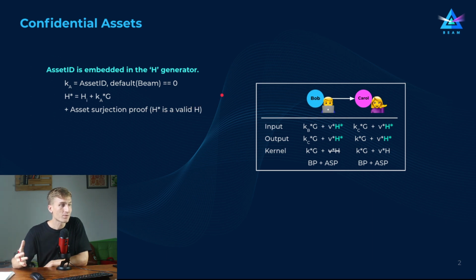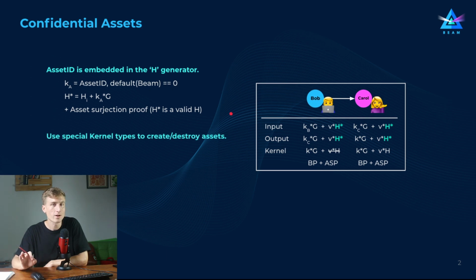So we also need a proof which says that our asset ID is valid, that it's basically on the list of created assets. And so that's called an asset surjection proof, excuse me. And that goes down here next to the bulletproof. And again, anyone can create a new currency on Beam. This is done with a special kernel.